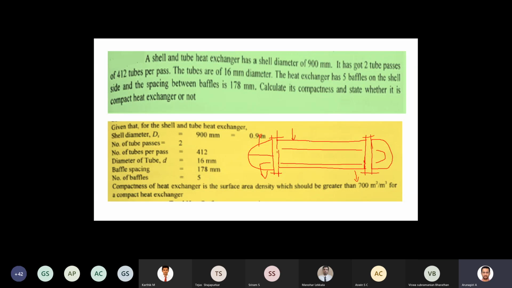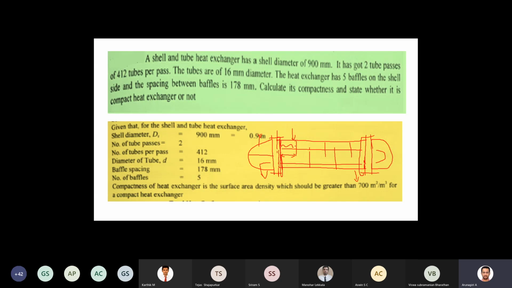So the number of baffles is 5. So you can say 1, 2, 3, 4 and 5. Okay. So the baffle spacing is given as 0.178 meter. That is the baffle spacing. So this is your tube sheet. Here you have a tube sheet. Here also you have a tube sheet. These tube sheets are supporting the tubes. Okay, this is your baffle spacing.